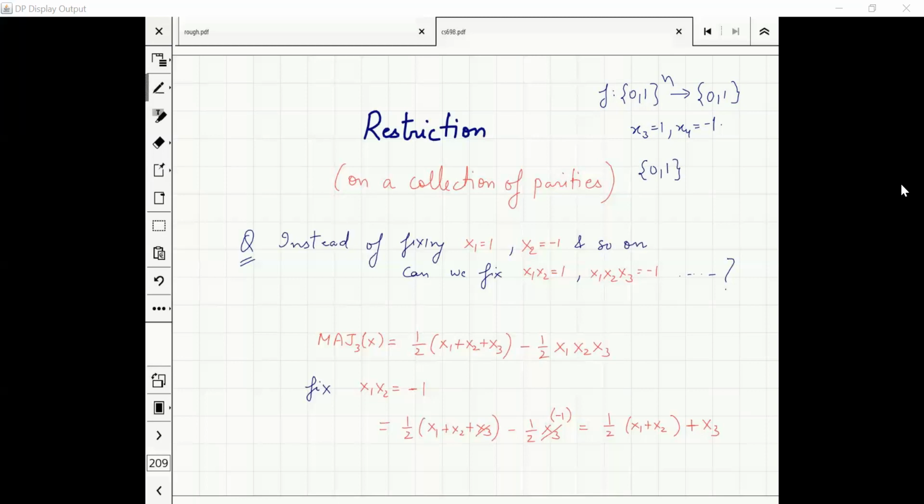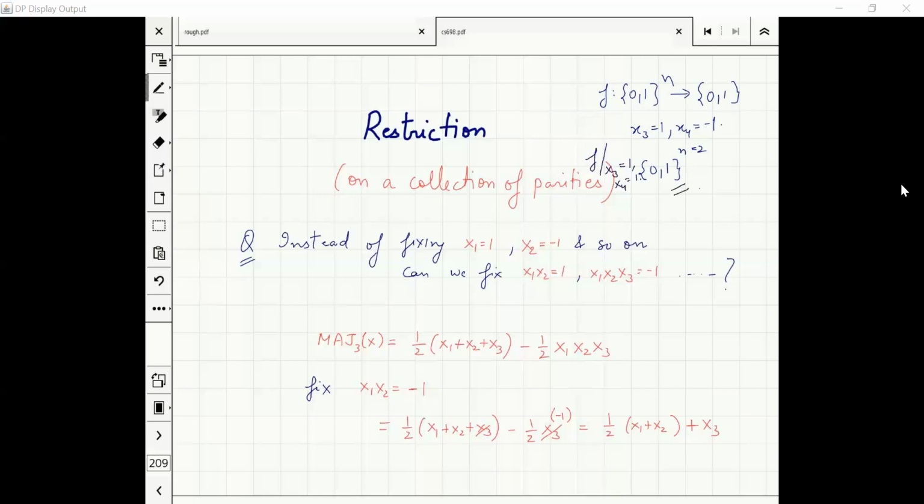Anindya, would you like to take a guess? The new input space is now what? It was 0, 1 to the power n. I have fixed two variables. What is the new input space? So it's an n minus 2 dimension vector space. Correct. It is now 0, 1 to the power n minus 2. Right? This is my new function which I have restricted to two variables.